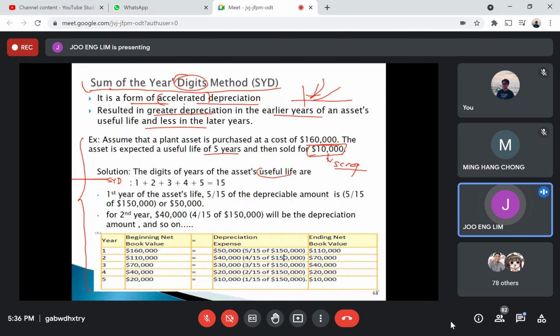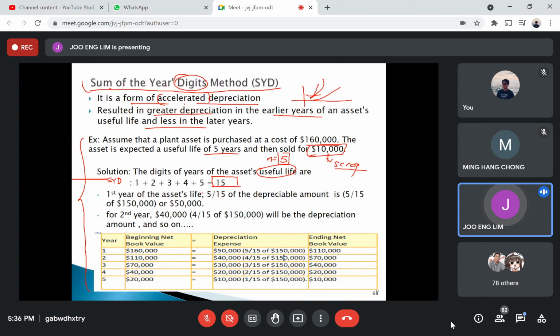Years is looking at your useful life. Your N is equal to 5, right? So this is the years that we are talking about. So look at your useful life. Sum of the digits means that you add up the years of your useful life. That means you have 1, 2, 3, 4, 5, right? So what you do is just add it up. Simple calculation. You will get 15 for a 5 year life.